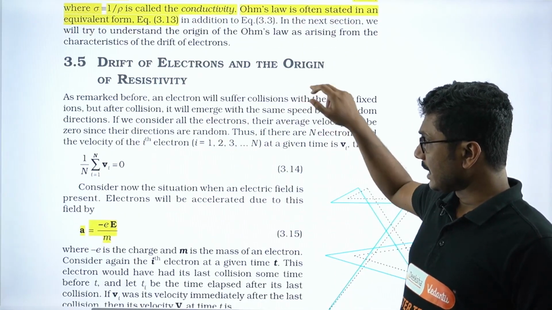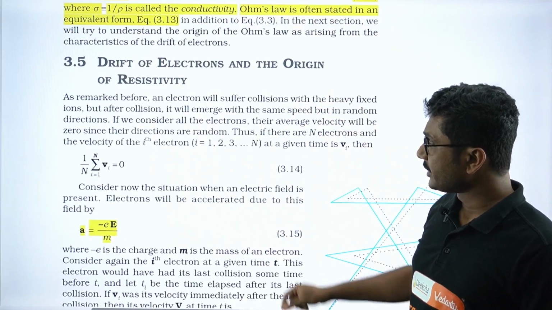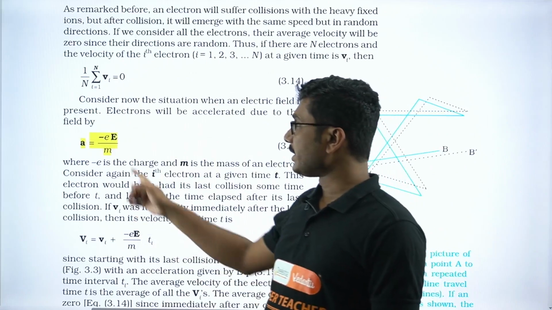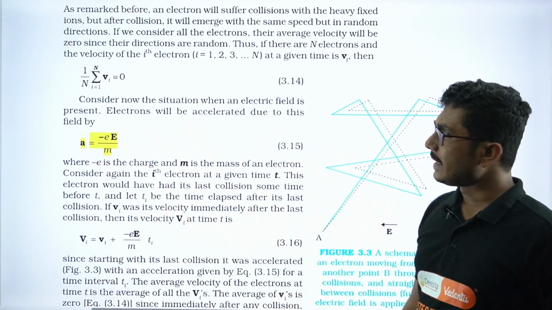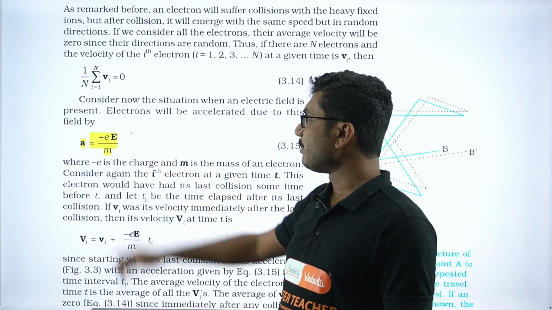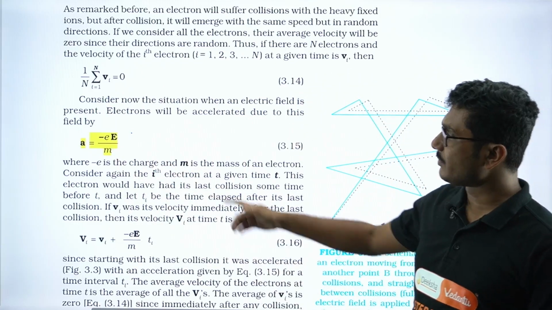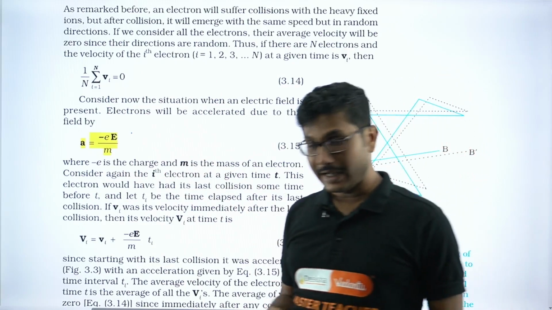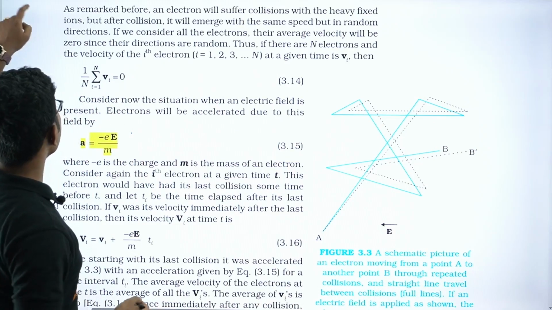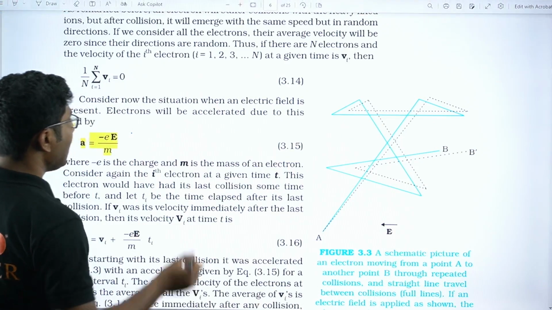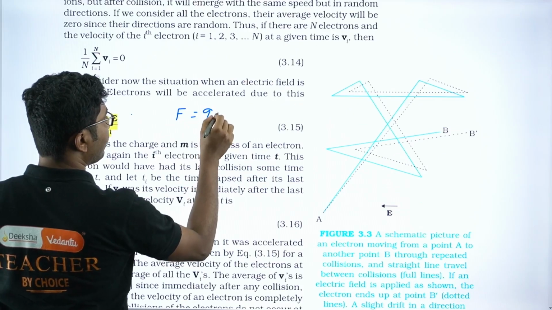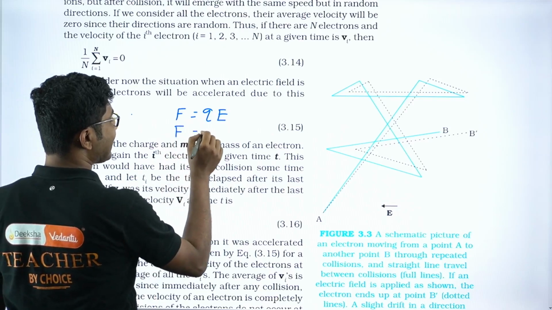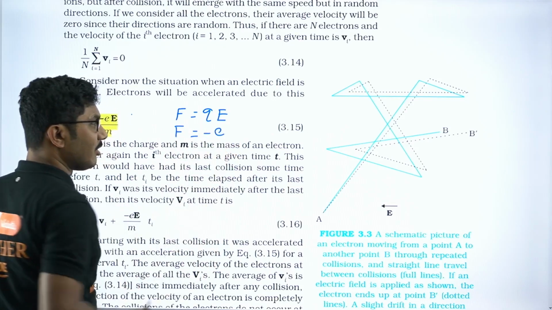Now next, another important concept: drift of electrons and origin of resistivity. As you know, if we put an electron in an electric field, and the mass of the electron is m, then it will have an acceleration. The electric force is small e times capital E. Why? Because force is QE. If you remember, in the last two chapters we discussed that the force acting on a charge is given by Q times E. In this case Q is minus e, the negative of e, because it is an electron.